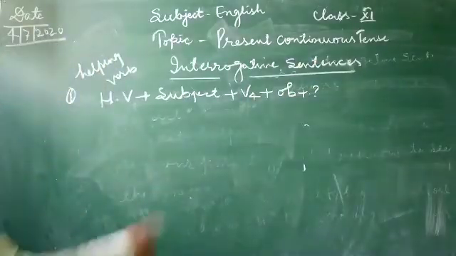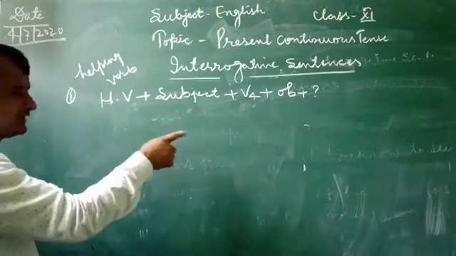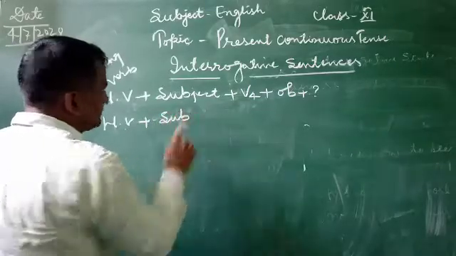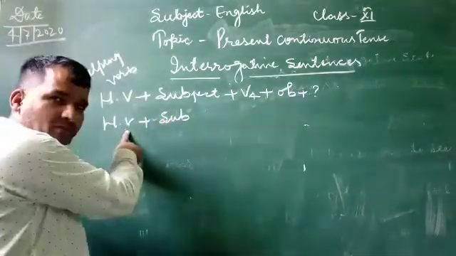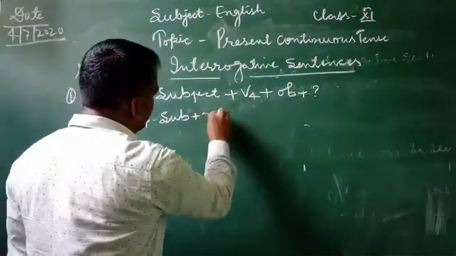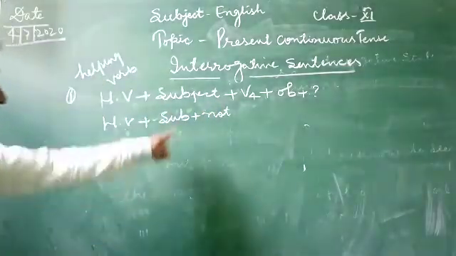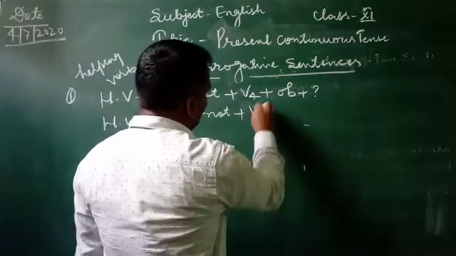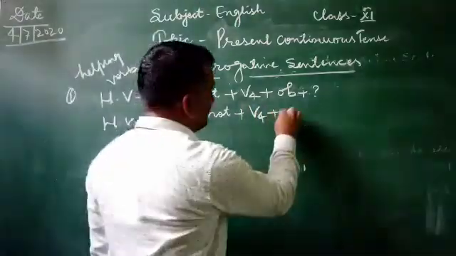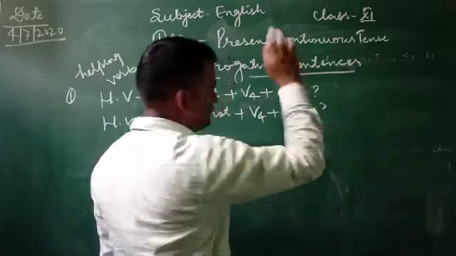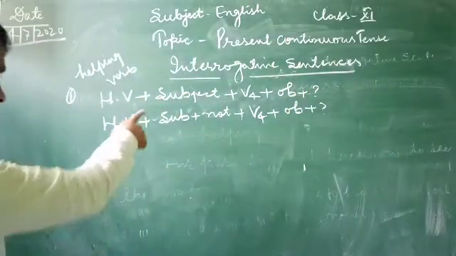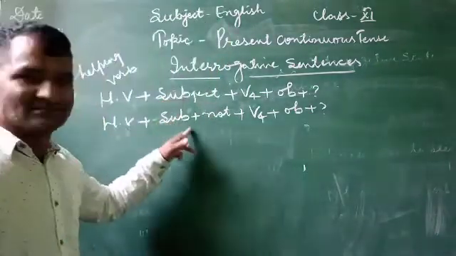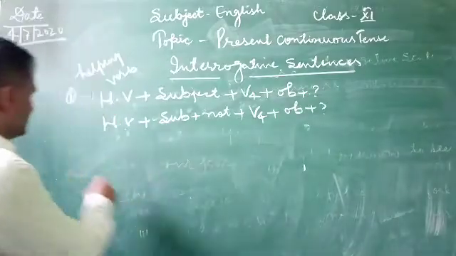If the sentence is negative, you can use helping verb, then subject. Always remember this thing: helping verb, then subject. Not is used after the subject. Helping verb, then subject, then not, then fourth form of the verb, then object, and at last you have to put a full stop. In this sentence we have two ways to change an affirmative sentence into a negative interrogative.